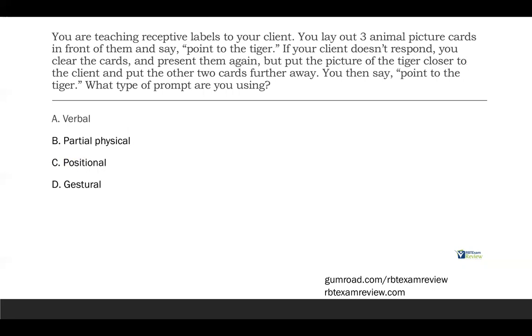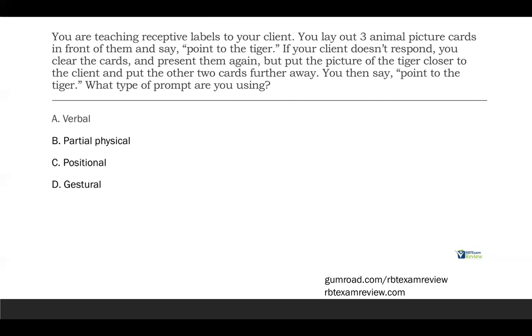Okay, so we're looking at a scenario where you're teaching labels and you're using prompts, okay, to evoke the correct response. In this scenario, you've got a field of 3, and once your client incorrectly answers, you move one of the cards closer to the client and you move the other 2 cards further away. So, what type of prompt are you using? And the easy thing about prompts is the prompts are named and labeled exactly what they are. What I mean by that is a verbal prompt is exactly what it sounds like. You're giving a verbal, okay, cue or prompt to get the correct response.